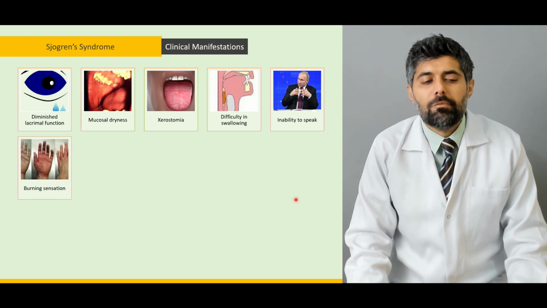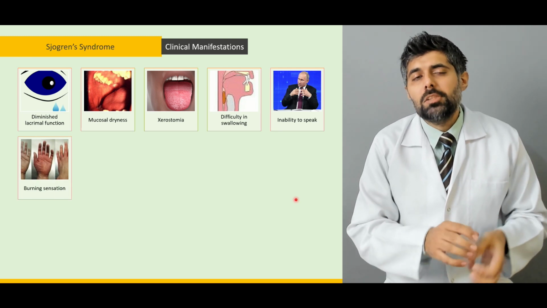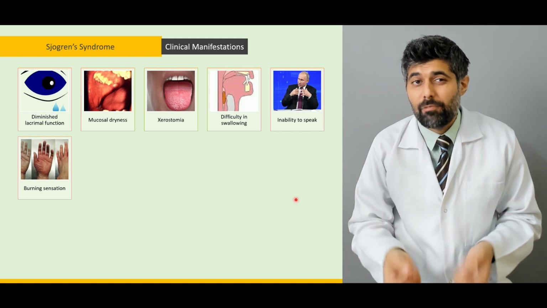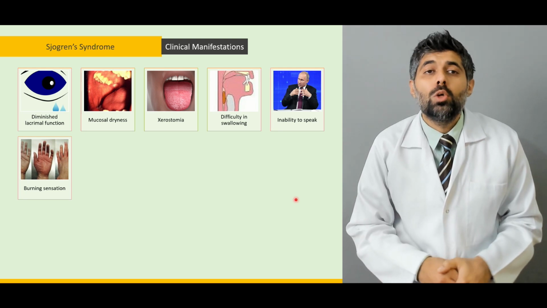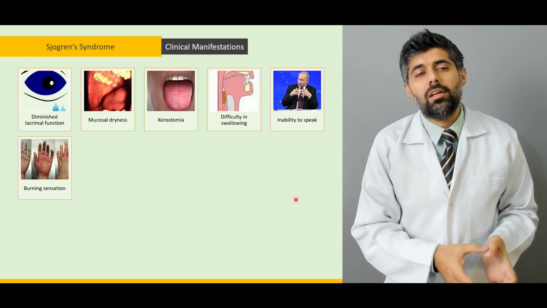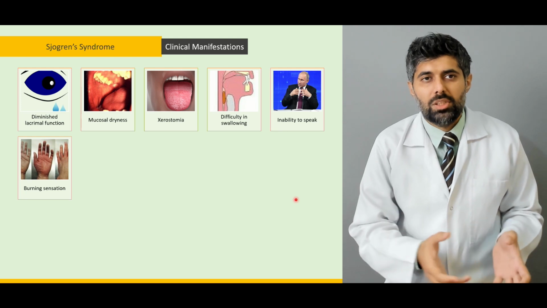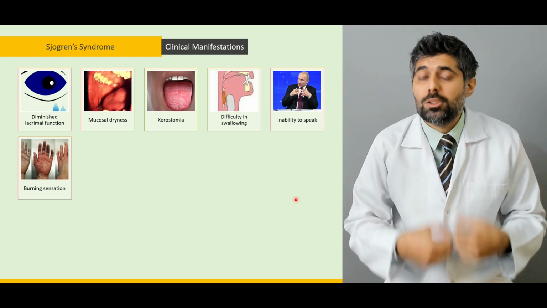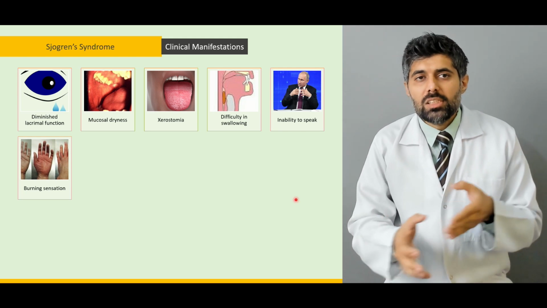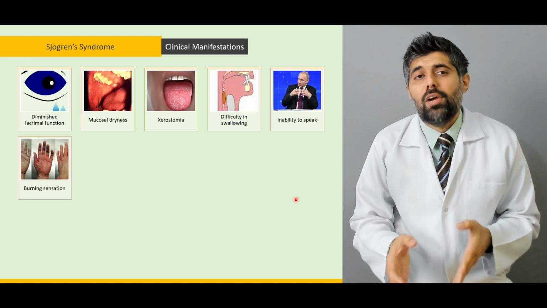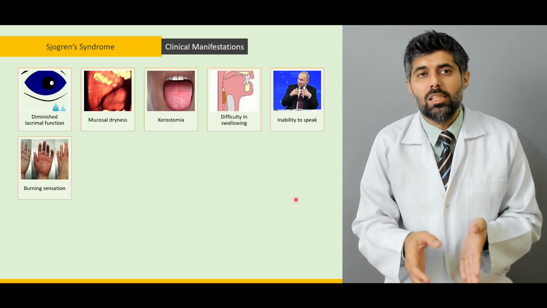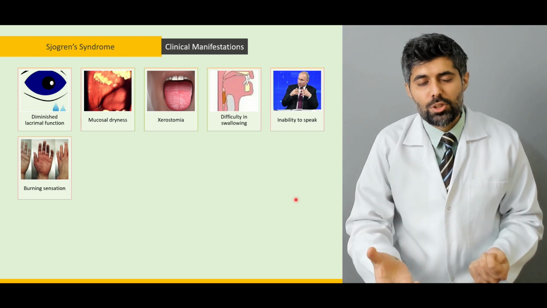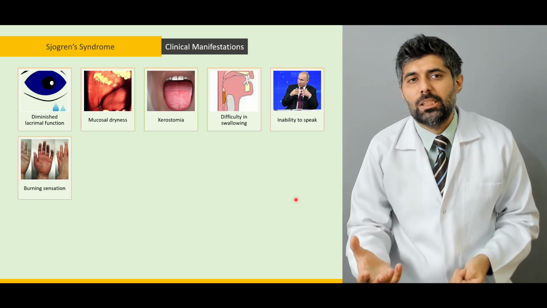Then we also have a burning sensation. Now, this burning sensation is usually felt on the hands, especially the fingertips, and it is because we lose the protective effect of the sebum on the skin. Because the sebum is not there on the hands to protect them, the changes in temperature are more felt by the free nerve endings. So the patient usually describes a burning sensation on the hands.